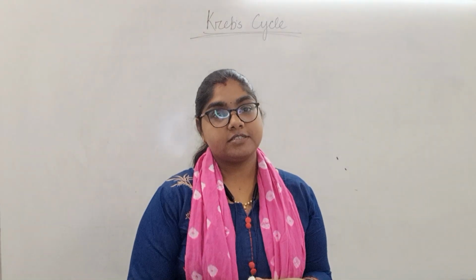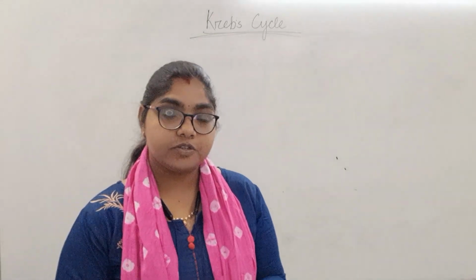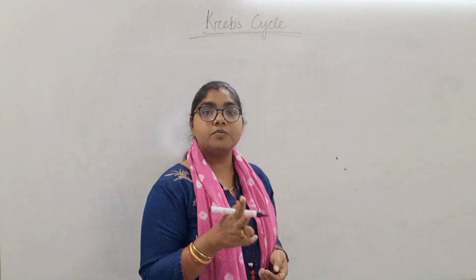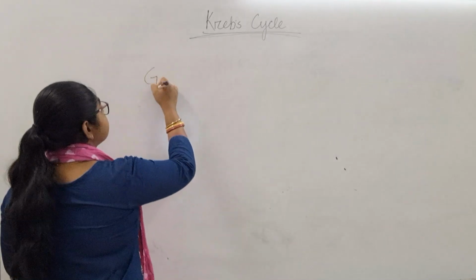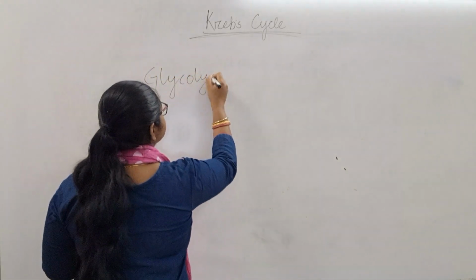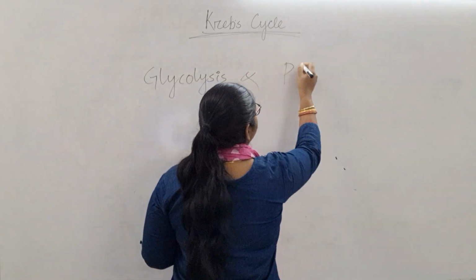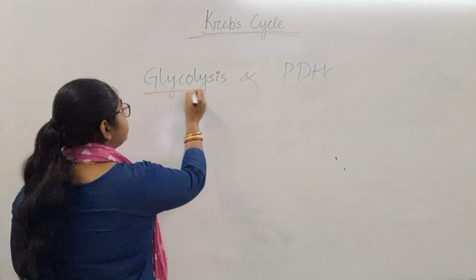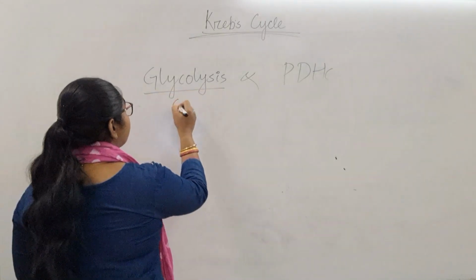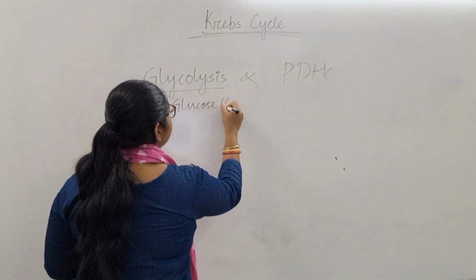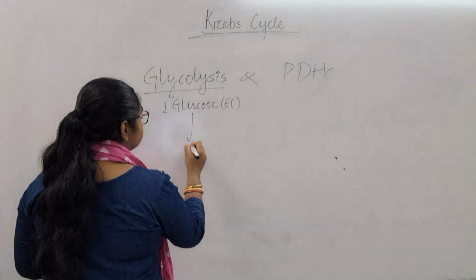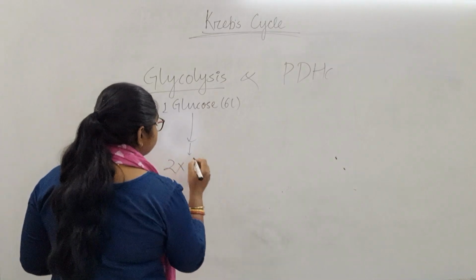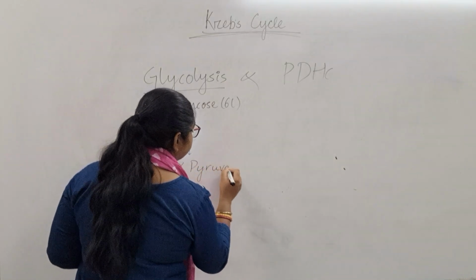So in the last two sessions, we have been discussing cellular respiration. In the last two videos, we have already discussed the first two steps of cellular respiration, that is glycolysis and the pyruvate dehydrogenase complex. The first step is glycolysis, where one glucose molecule, a 6-carbon compound, follows 10 enzymatic reactions or steps to produce 2 molecules of pyruvate, which is a 3-carbon compound.